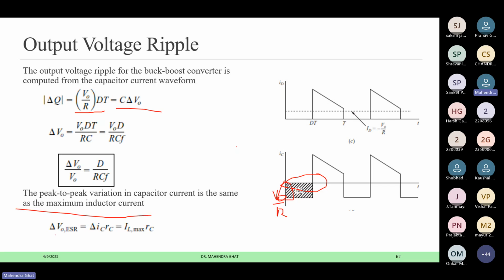So the delta VO is, we can say, delta IC into RC, and this delta IC is nothing but the IL max. So the same max current is flowing through the IC. So if we want the ripple across the ESR, equivalent series resistance, we'll say the IL max into the RC.